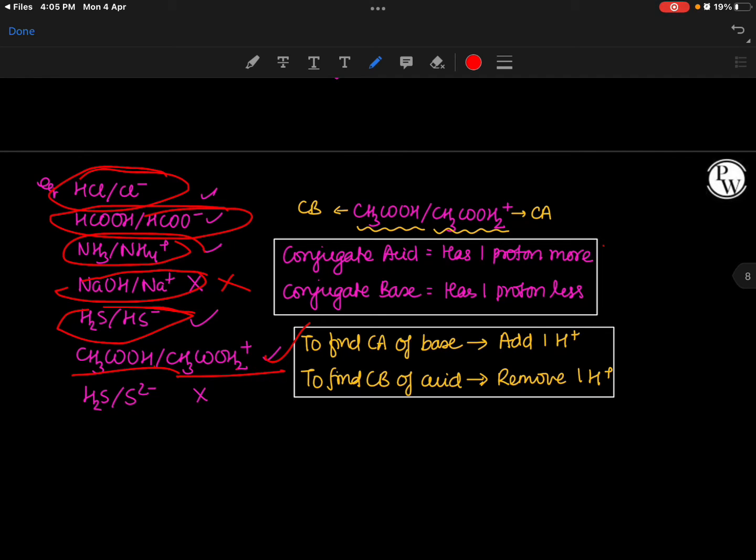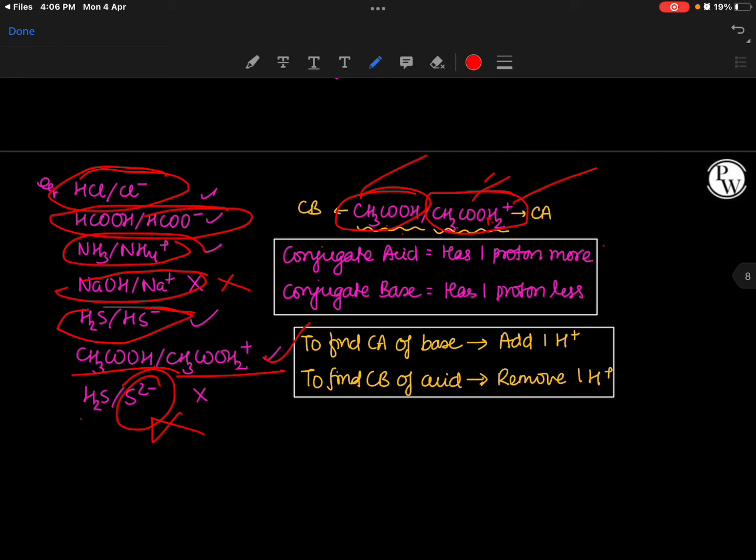There is H2S and HS minus, there is a difference of 2 H plus, that's why this is not a conjugate acid-base pair. Okay, look at this: CH3COOH and CH3COO minus. This is called the conjugate acid and this is the conjugate base. The conjugate acid has one proton more. Look at both species: in this species one proton is more, that's why this is called the conjugate acid, and in this species one H plus is less as compared to the other species.